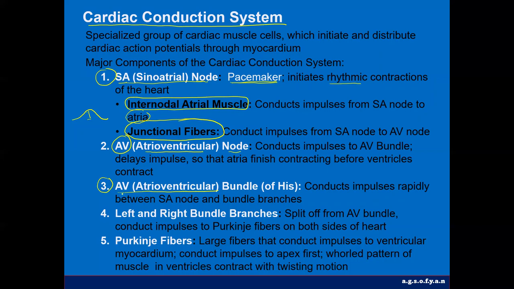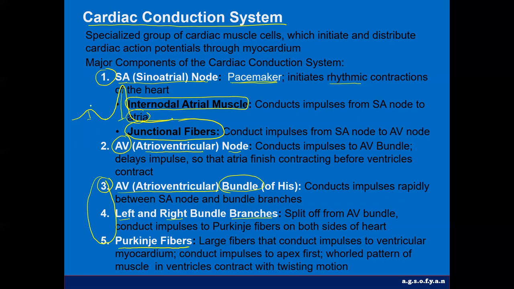From the AV node, the impulses will be sent to the ventricle, going to the atrioventricular bundles. These impulses will be spread into the left and right bundle branches, which go to the left and right ventricle, and then go to the smaller fibers called the Purkinje fibers. And then the ventricle will contract. So it's a strong contraction over here.